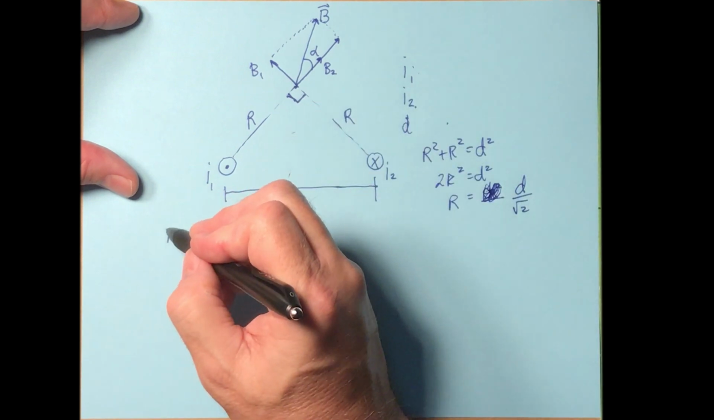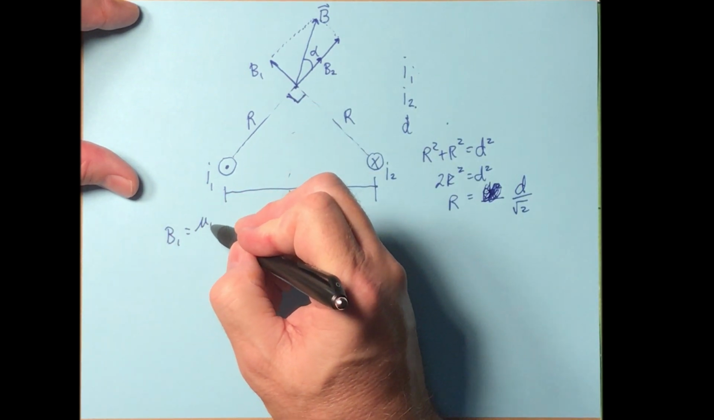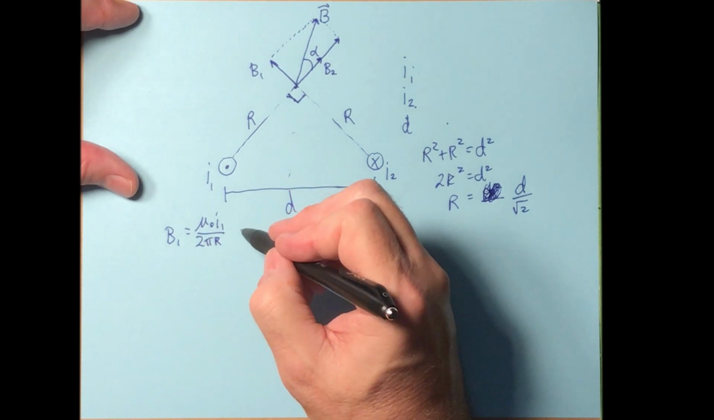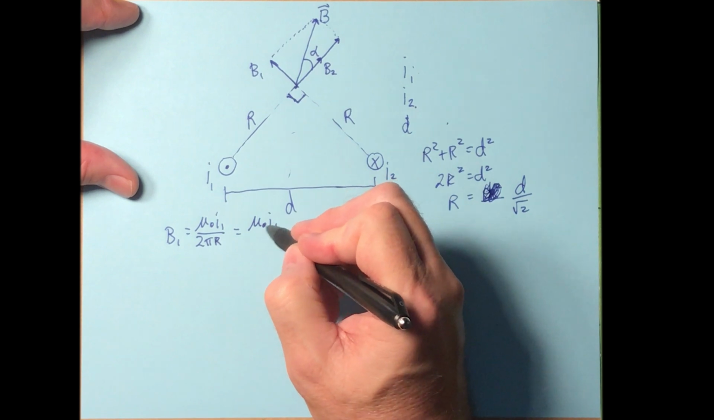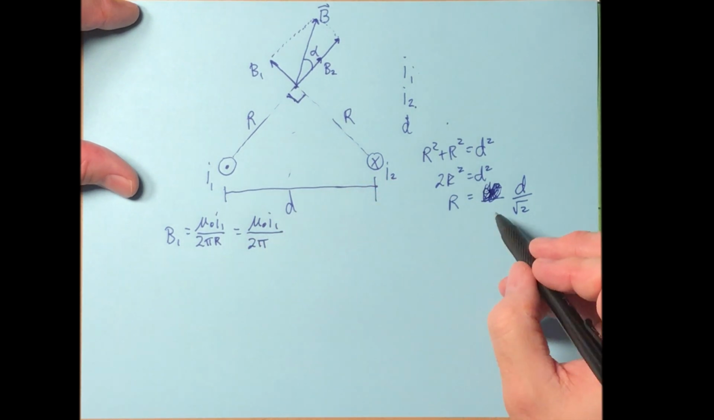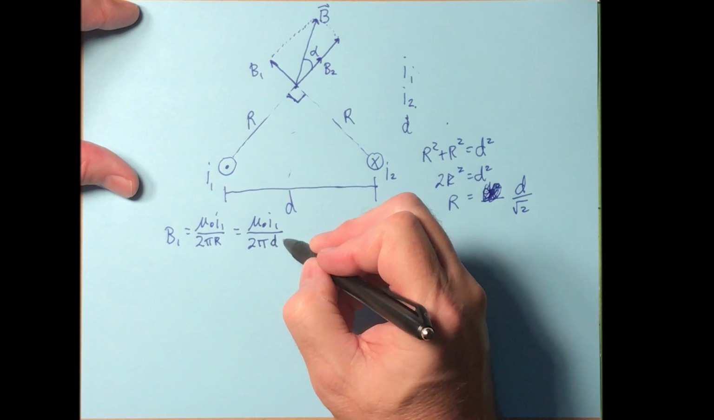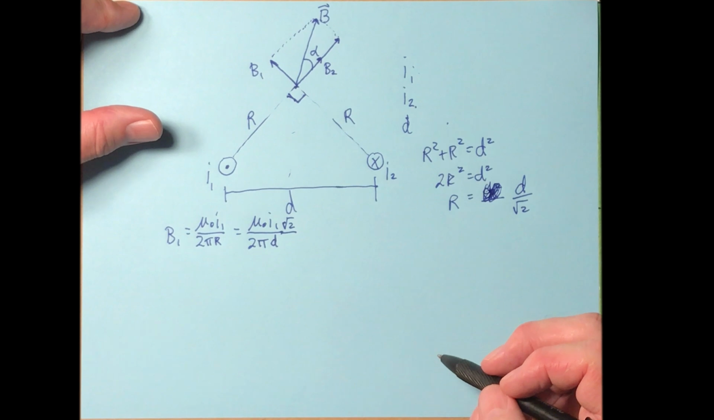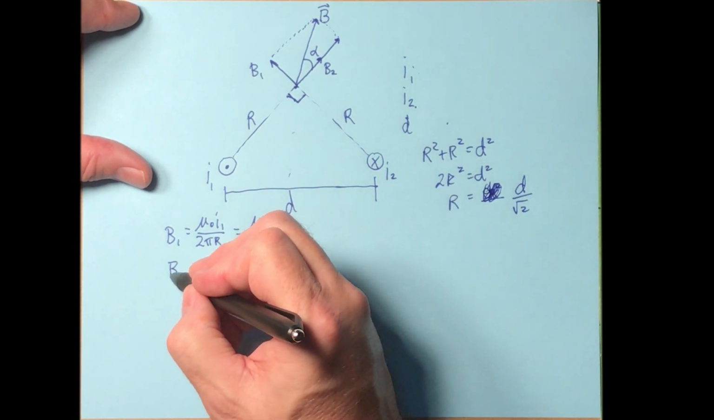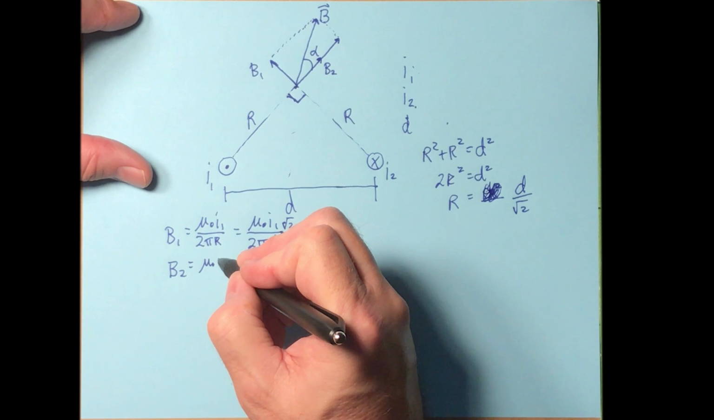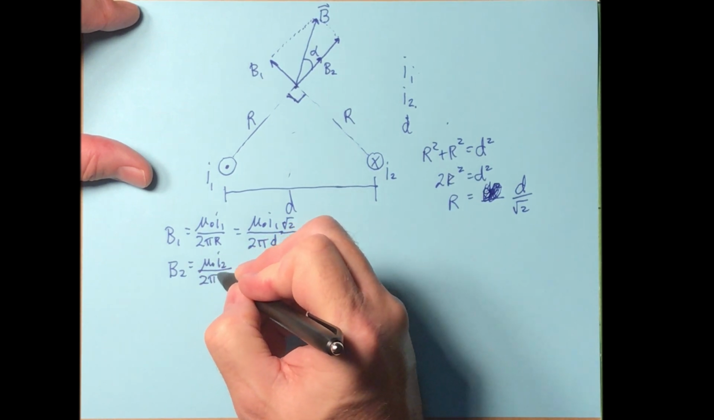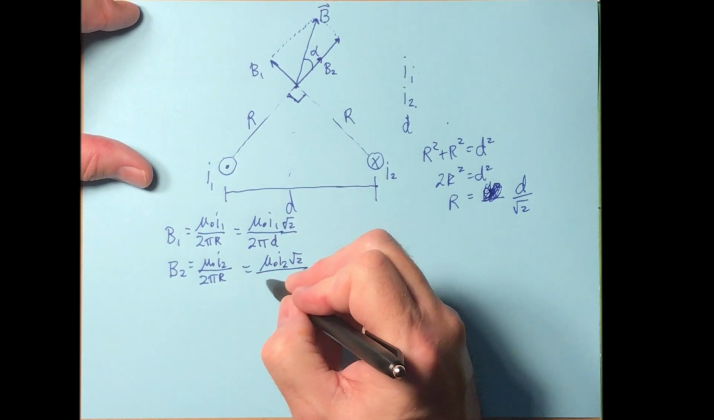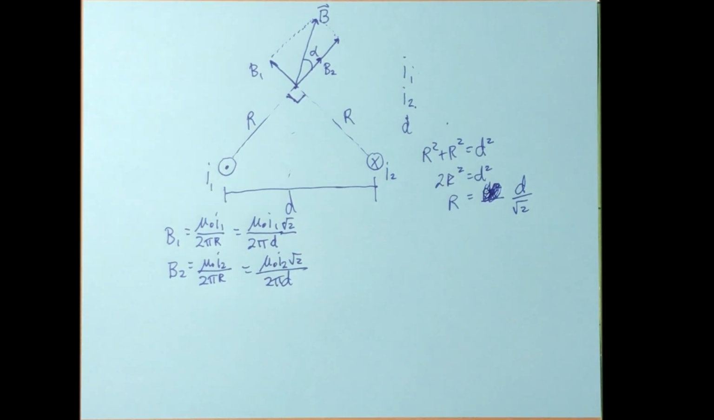Then the magnitude of B1 is going to be mu naught I1 over 2 pi R. Now R is D over square root of 2, so let's put D here and square root of 2 up there, like that. Okay, so that's B1. B2 is going to look similar but not be exactly the same: mu naught I2 square root of 2 over 2 pi D, like that.